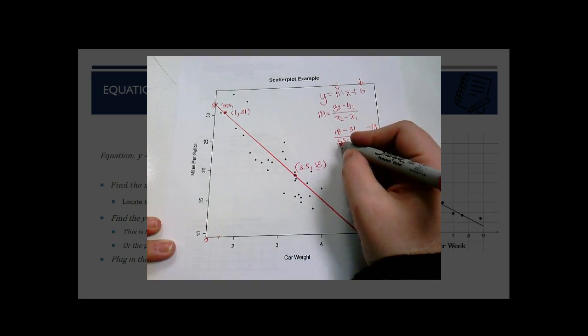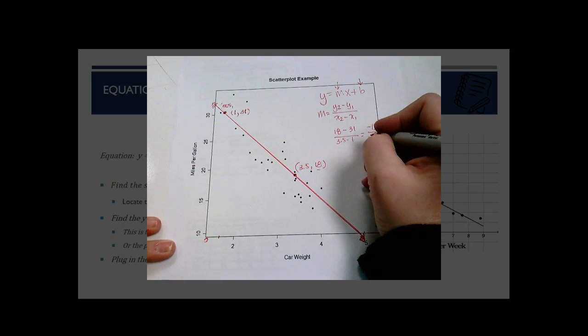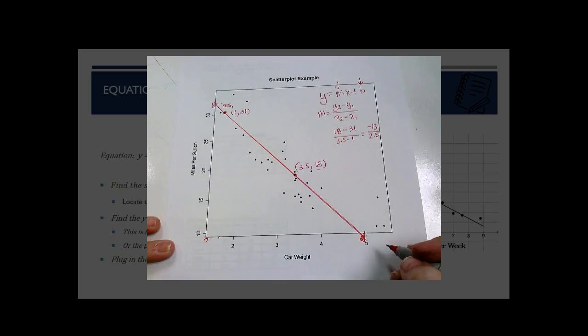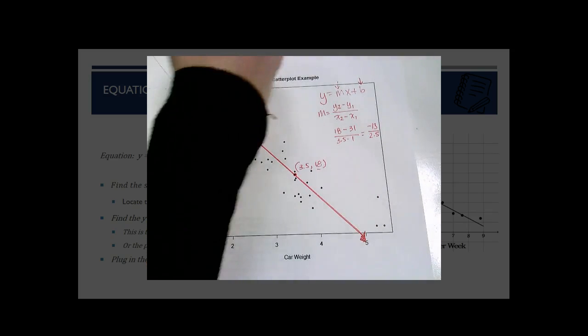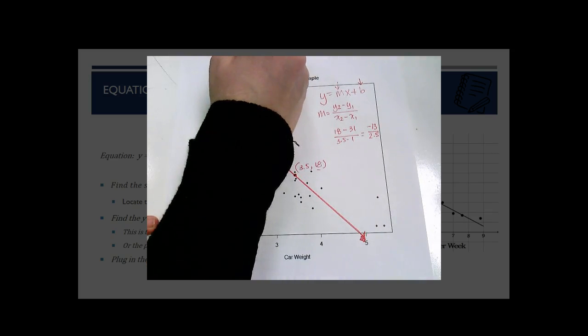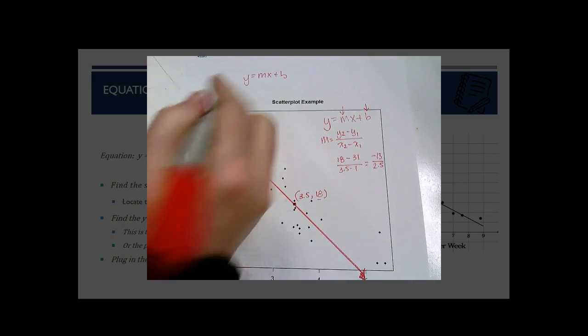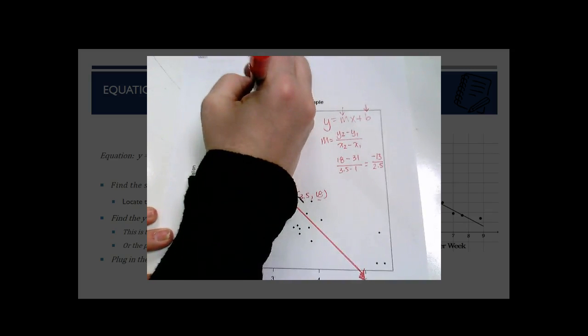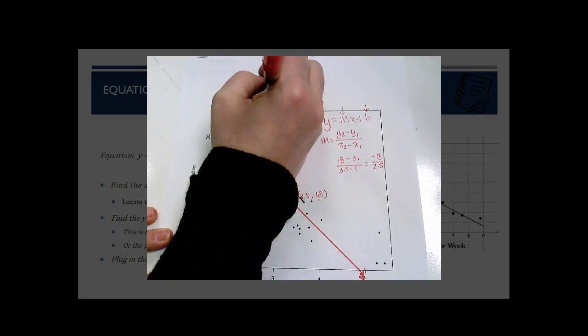And then this one from 3.5 down to 1, the difference there is about 2.5. So 13 over 2.5 becomes my slope. And remember we said we're going to write that in that formula, y equals mx plus b. So you can see that up there. So the m I'm going to replace with that, negative 13 over 2.5 x.